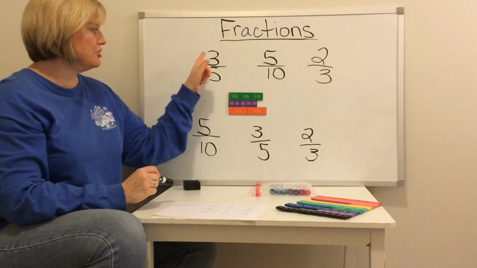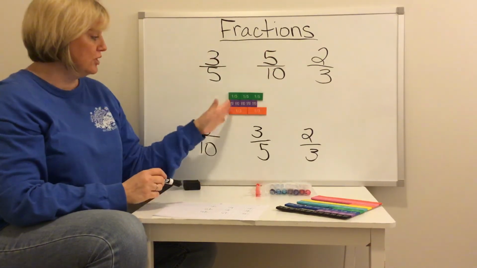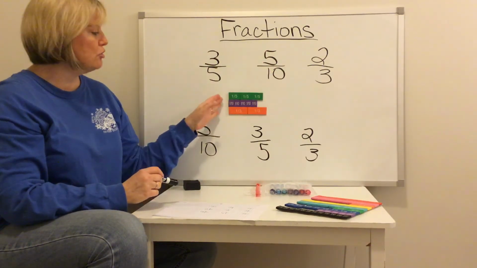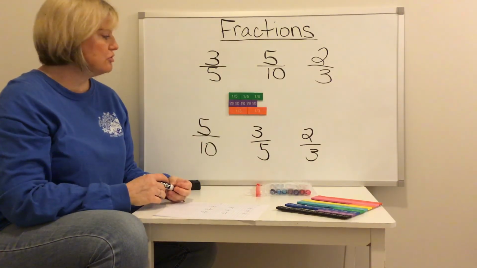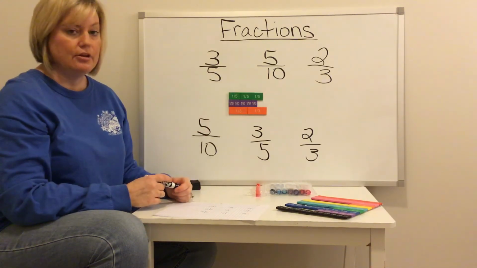So when you have a set of fractions whose denominators are different and you're not dealing with unit fractions, the numerators are not all 1, you really need to draw yourself a picture or use your fraction strips in order to see what that fraction looks like and be able to compare it to the others.